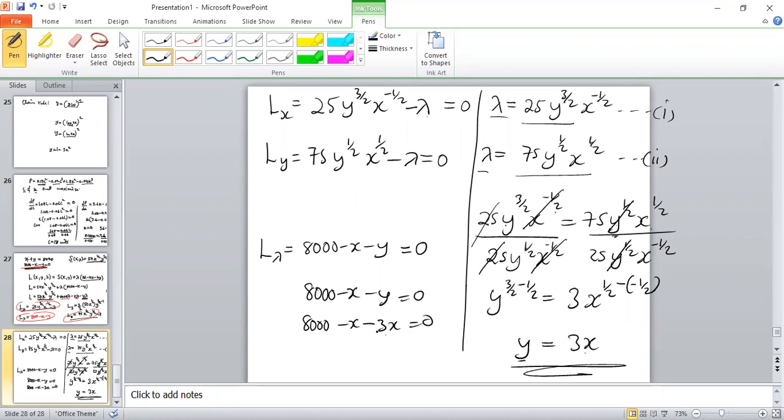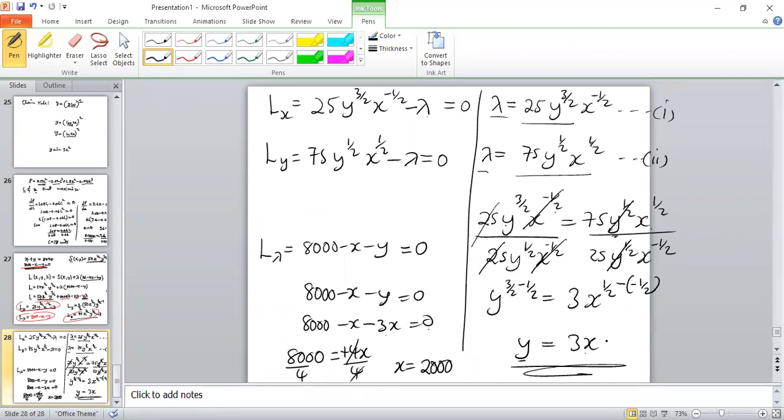Minus 3x minus x, that should be minus 4x equals minus 8,000. Now, when you take this minus to the other side, where there is 0, it becomes positive. So this will be equal to positive 4x. Then you divide by 4 on both sides. So x equals what? 8,000 divided by 4? 2,000. Yes. So the value of x that maximizes the sales will be 2,000.